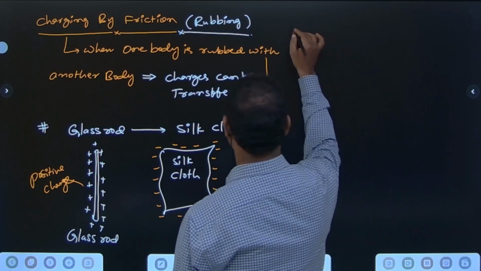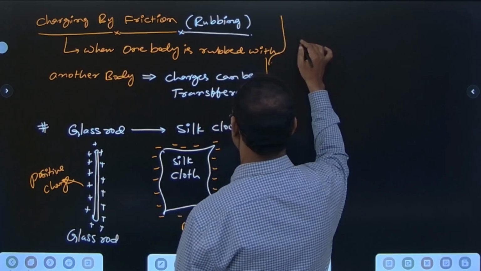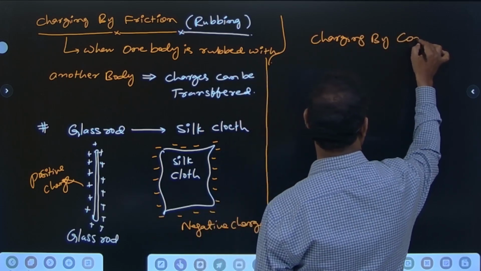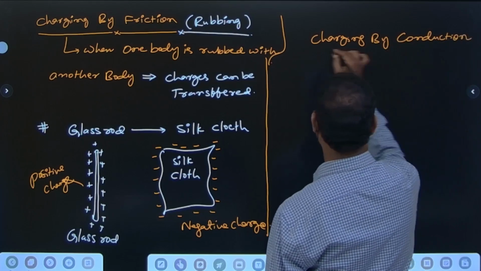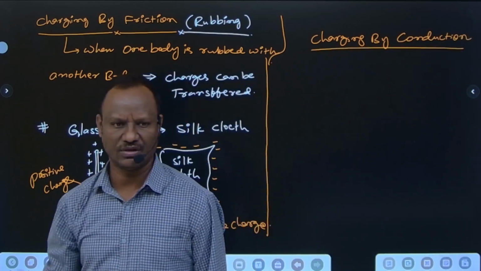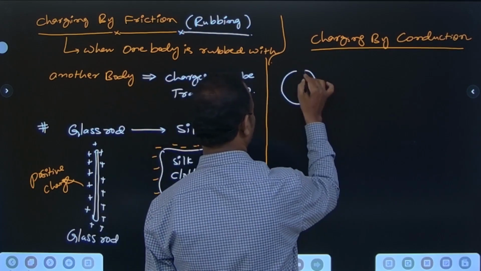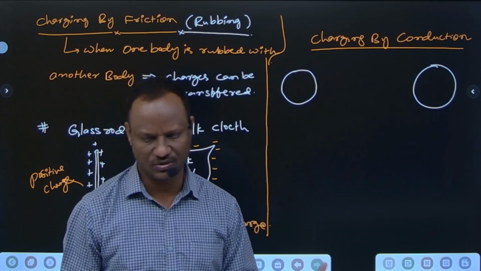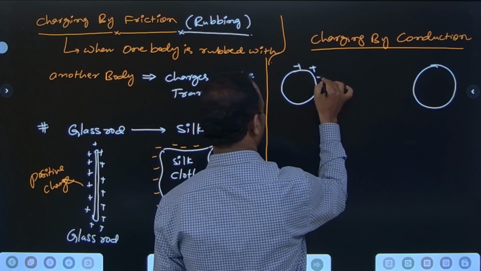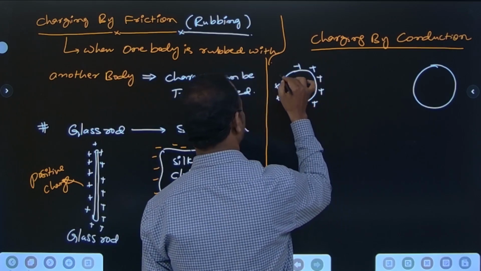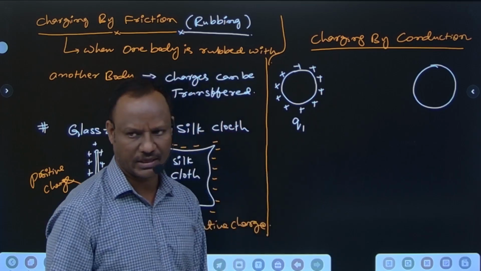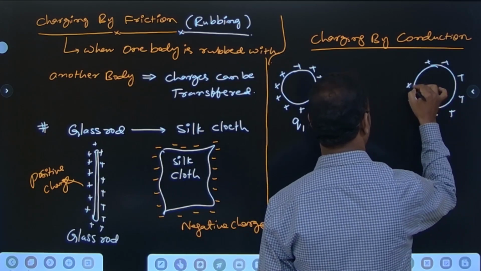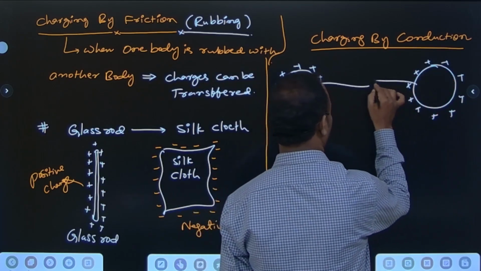And the second one is charging by conduction. But what exactly is the meaning of conduction? First, I am taking a charged body, and this is another charged body. One may be neutral, the next one charged, whatever, no issue. Its charge is distributed on this, let it be Q1. The next one also has some charge, any amount; the magnitude of charge may be different.